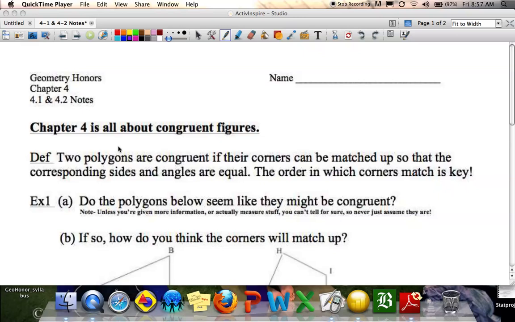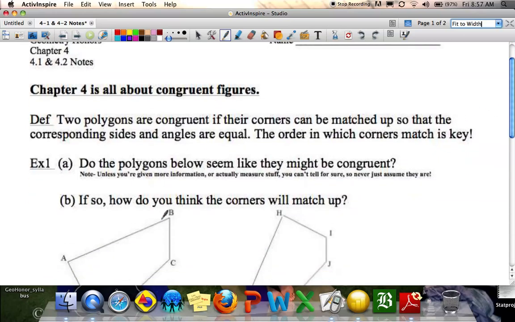Chapter 4 is all about congruent figures. First definition: two polygons are congruent if their corners can be matched up so that the corresponding sides and angles are equal. The order in which corners match is a very important key. Do the polygons below seem like they might be congruent? No, unless you're given more info or actually measure stuff, you can't tell for sure, so just never assume that they are.